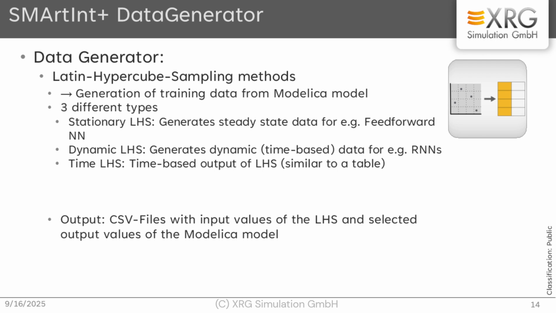And the last one is more a block to compare results. It's also time-based, but we don't store any data there, so it's just a Latin hypercube sampling that provides us with some random test data. And what the data generator does is create an output of CSV files, an input and an output file, containing our selected variables as well as the values we are selecting in our model. But we will see that in a second.